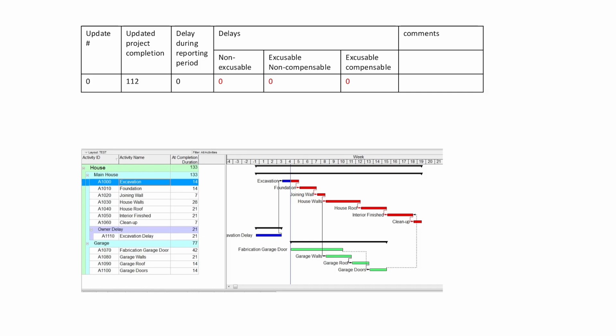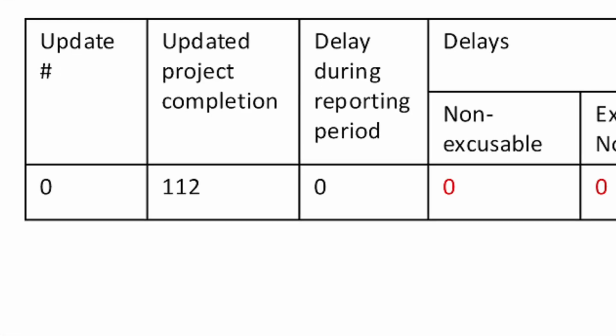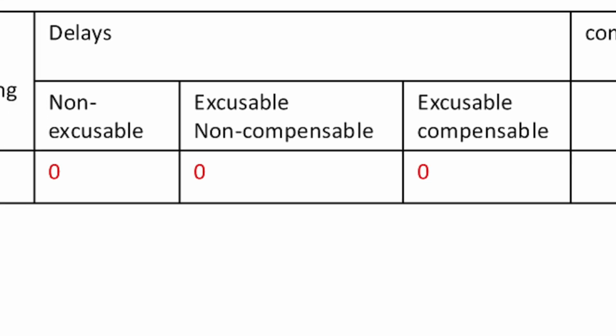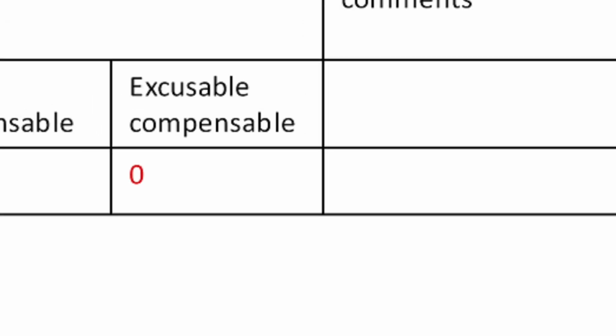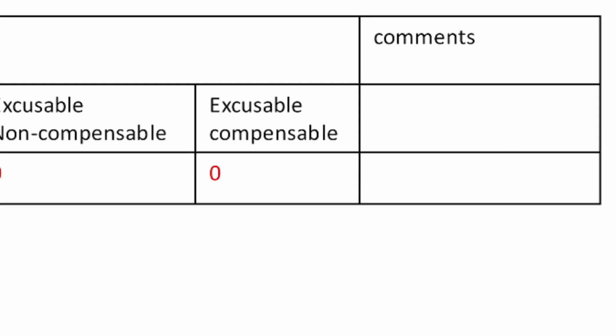To track the changes and the impact of events on the updated schedules, we're creating a table. The first column shows the update number starting from 0, which represents the point before any updates were made. Next, we have the updated project completion date after each schedule update. The following column captures the total delay or impact caused by events during that period. Then we break that delay down into 3 categories: non-excusable, excusable but non-compensable, and excusable compensable. And finally, the last column includes notes on the actual events that occurred during each period.